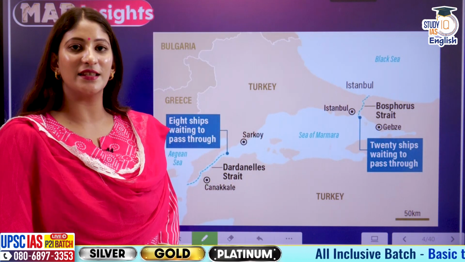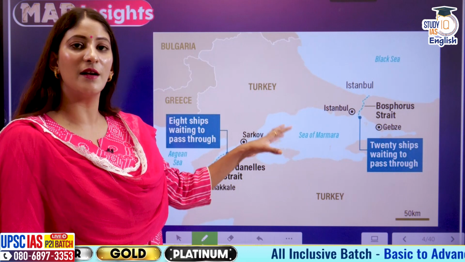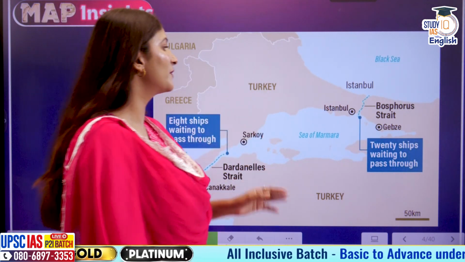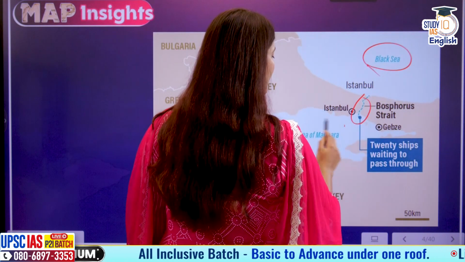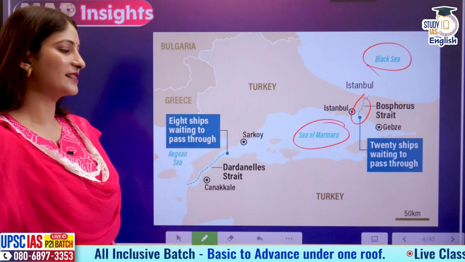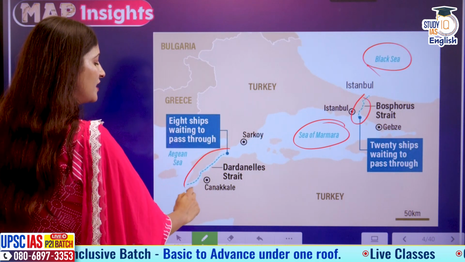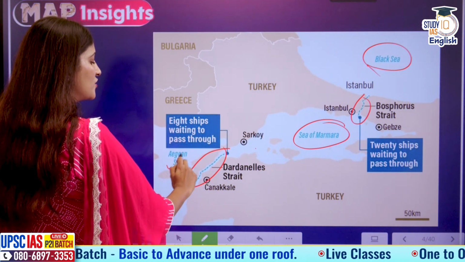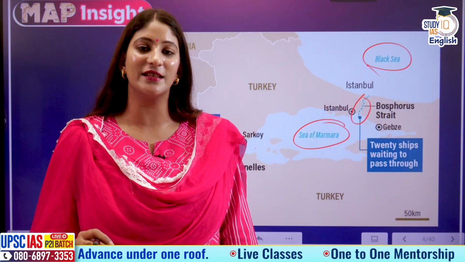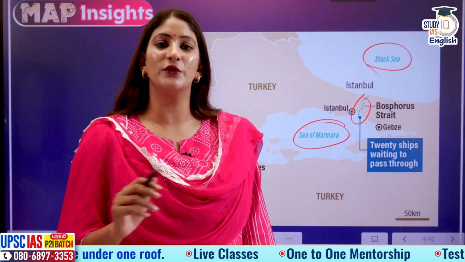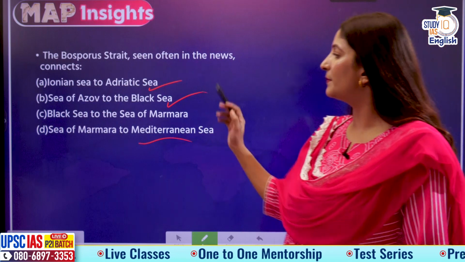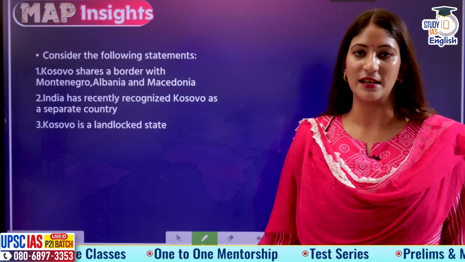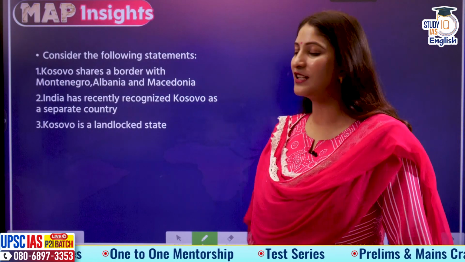So, there are two straits specifically connecting Sea of Marmara to the other seas. If we talk about the first one, this is the Bosporus Strait and this connects the Black Sea to the Sea of Marmara. But there is another strait, that is the Dardanelles Strait, and the Dardanelles Strait connects the Sea of Marmara with the Aegean Sea, which is a marginal sea within the Mediterranean Sea. And these two straits are under the jurisdiction of Turkey. Alright, so the correct answer to this question would be Black Sea to the Sea of Marmara, that is option C.